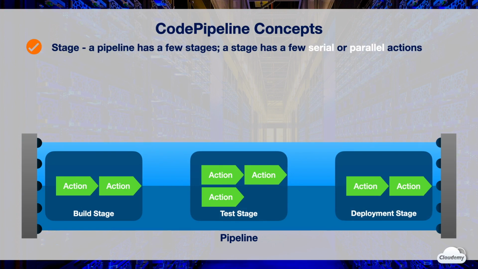For example, you can have a build stage, where the source code is built and tested. The source code is an artifact in this case. You can also have a deployment stage, where you can deploy the build outputs into runtime environments.